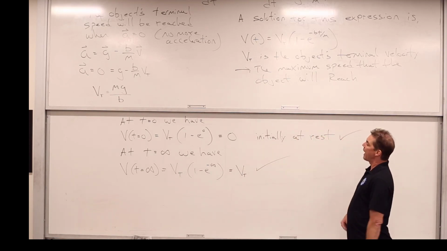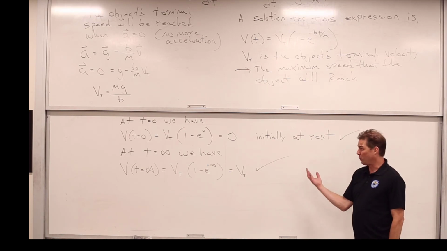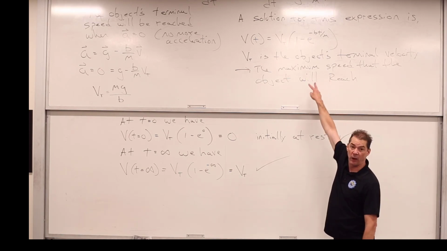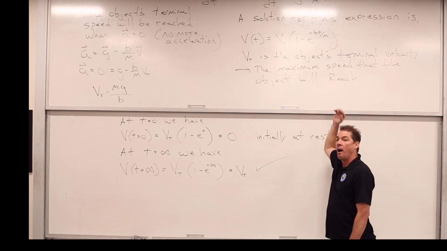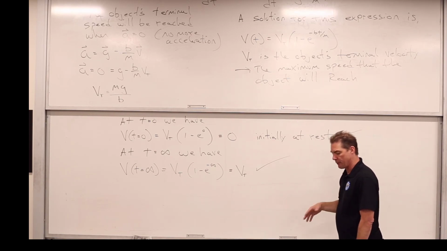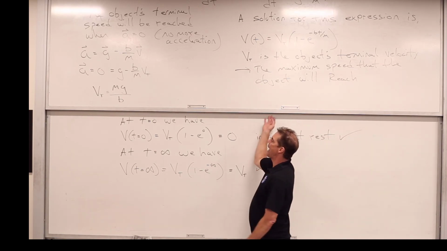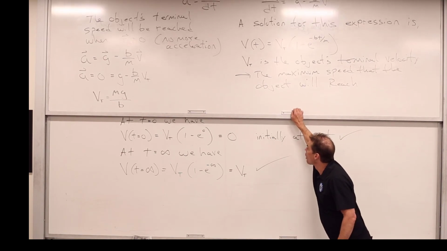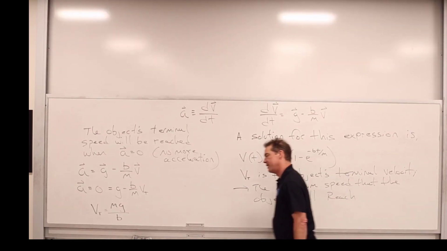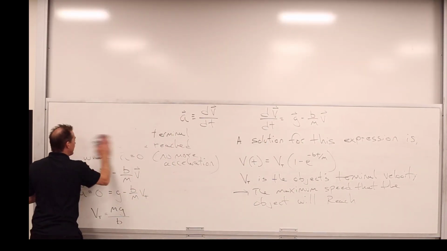So what we want to do now is go ahead and investigate what's going on between. That's this function here. It tells us what the evolutionary behavior of the object's velocity is with respect to time. So let us proceed.